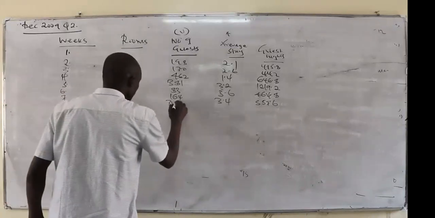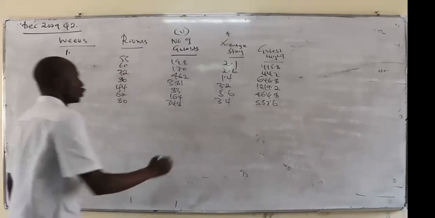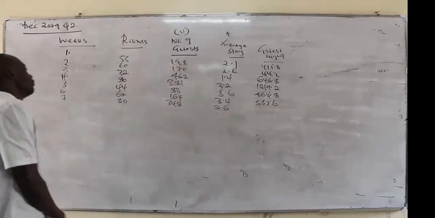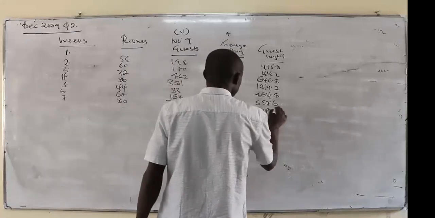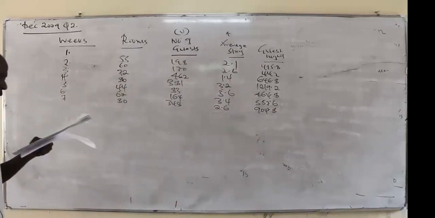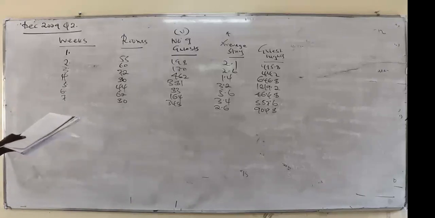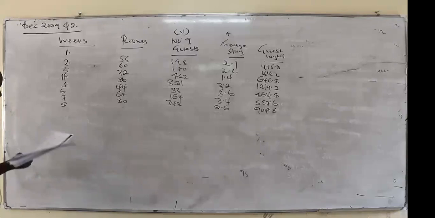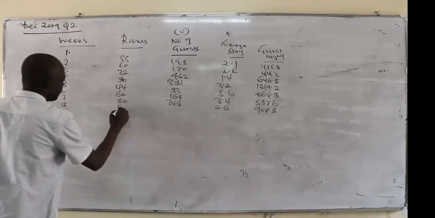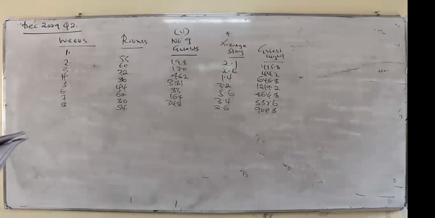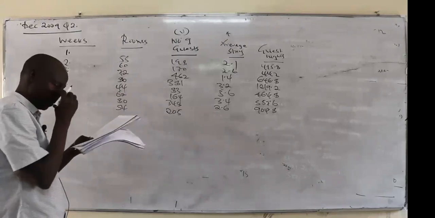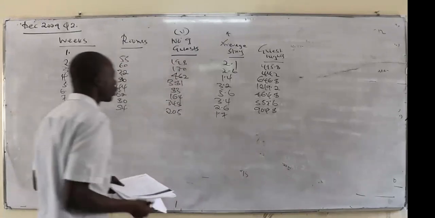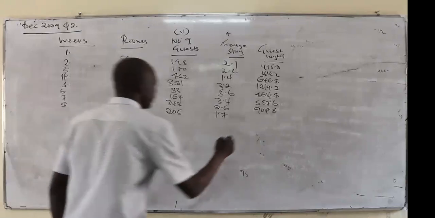And then we have 7, which is 80 rooms, 348 guests, and this is 2.6. That gives 904.8. And then we have number 8. How many rooms? 54. Number of guests? 205. Average stay, 1.7. Total? 348.